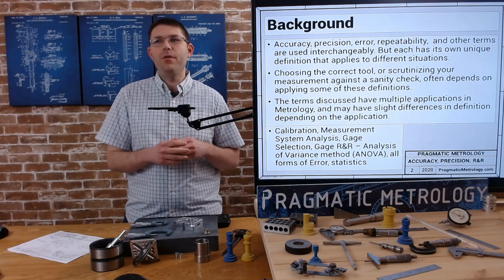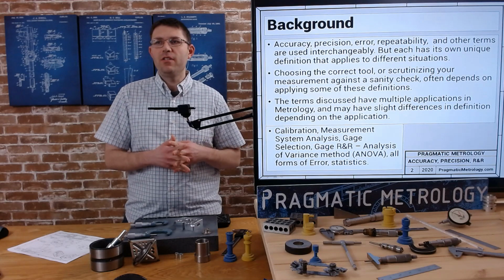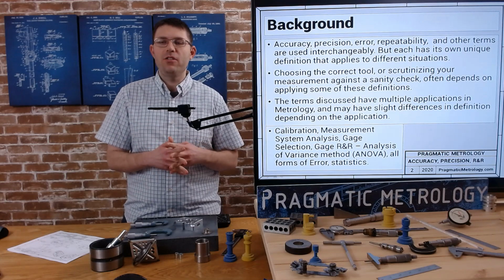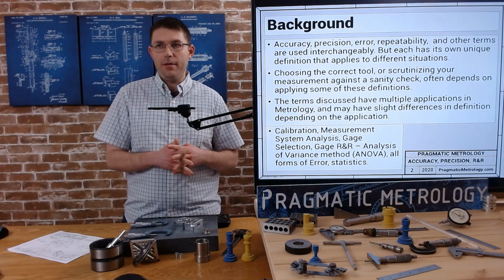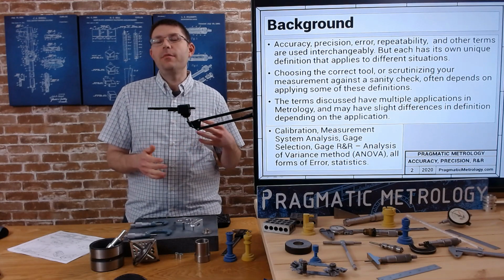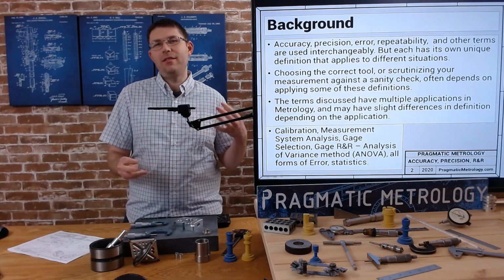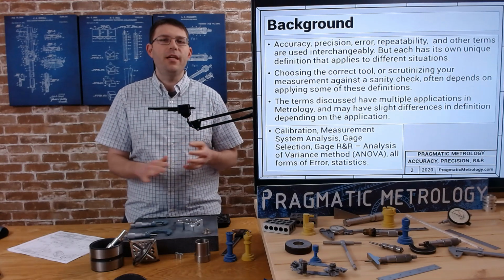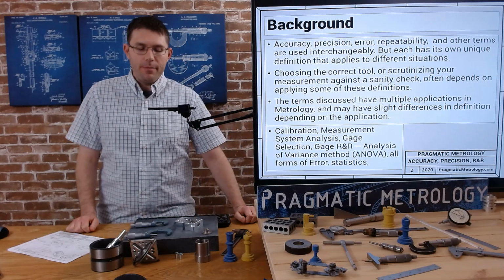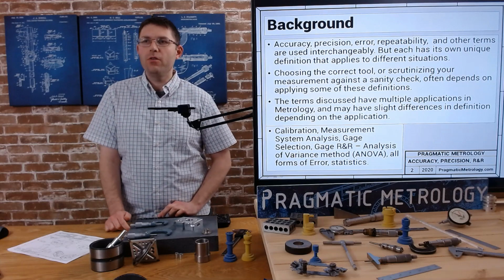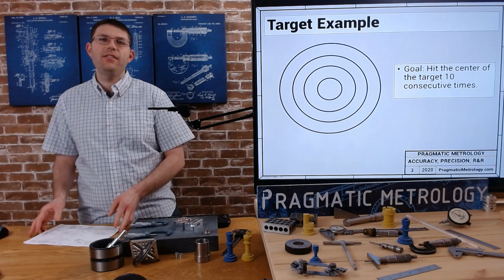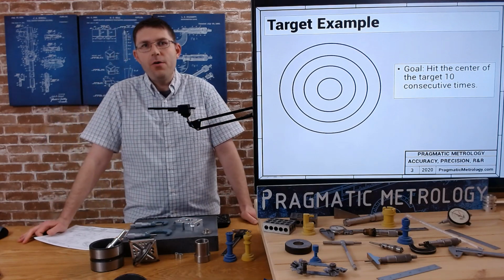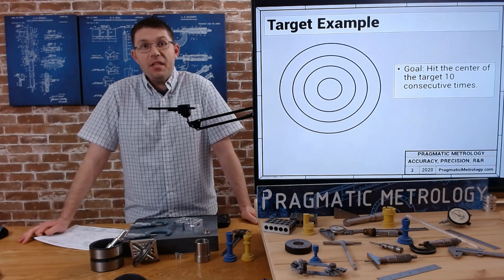So for example, calibration, measurement systems analysis, gauge selection, Gage R&R, ANOVA, variance method, statistics, they're all going to use these terminologies, these terms that I'm going to be going over. But we're gonna make sure you understand each one. So to do that, we're going to use the classic example when we're talking about these terms as a target.